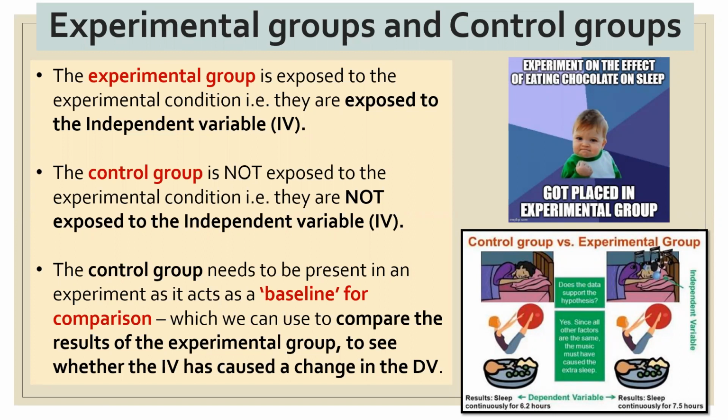The control group would be the group that would just drink plain water or would drink anything but Coke, because they're the group that we have to use as a basis for comparison to see whether the Coke actually had any effect on the participants in the experimental group. So they're simply used as a baseline for comparison.